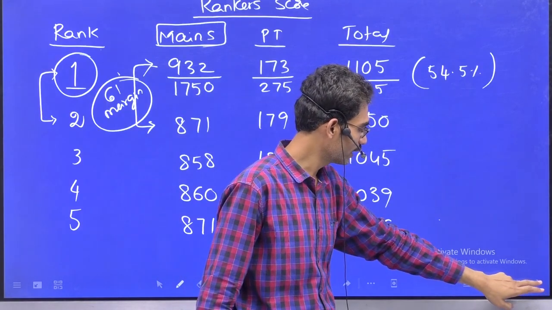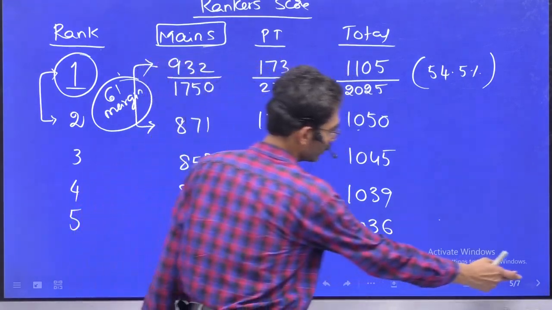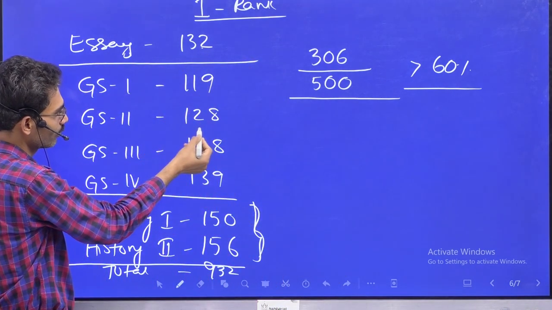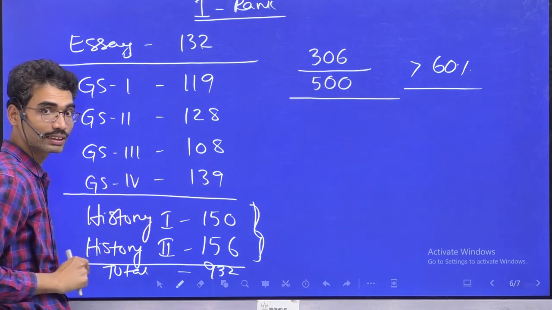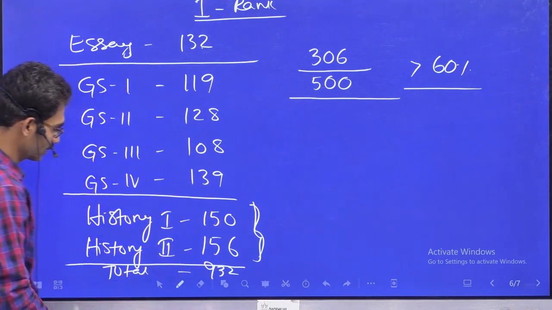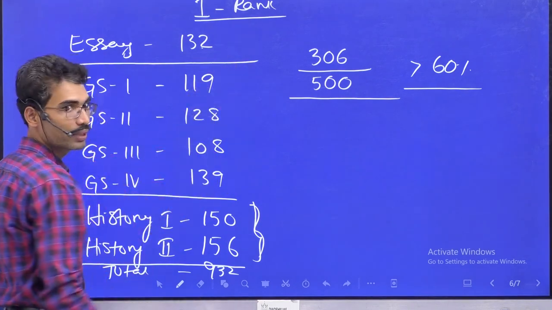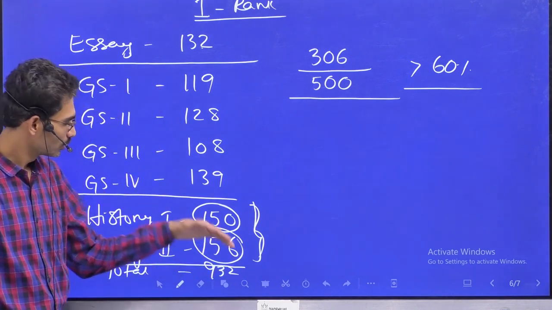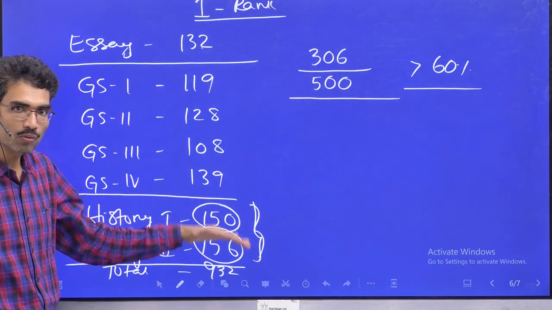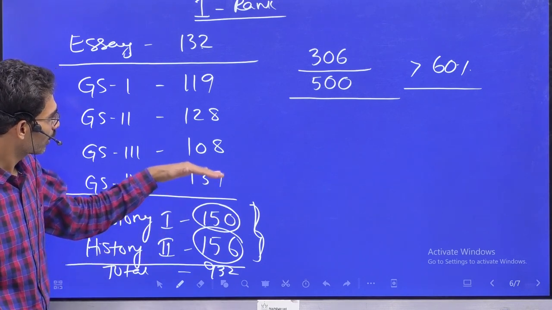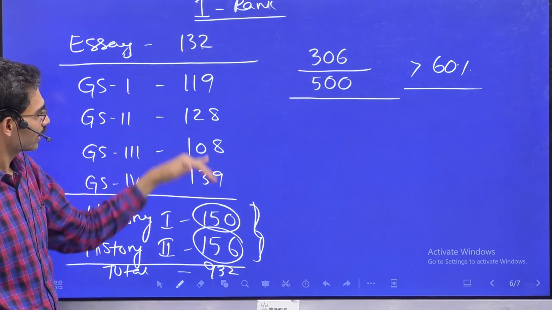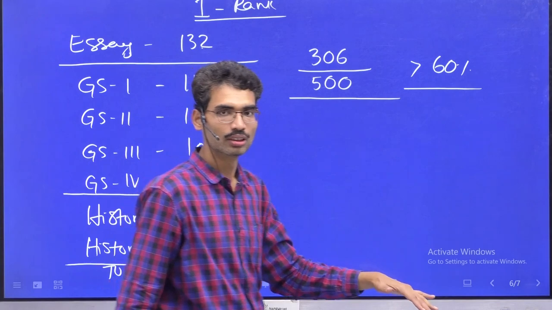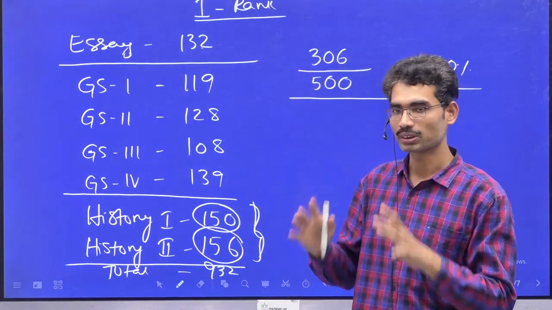And one more observation here, you can see, when it comes to the first ranker, compare 130, 11, 120, 100, 139. You observe this, of all the above papers, the score of history is high. So in this paper, 150, 150. So above 150, you will find in two papers, rest of the place around 130, 139. So around 140 maximum. But here, 150 touched. So this shows history optional is very crucial.